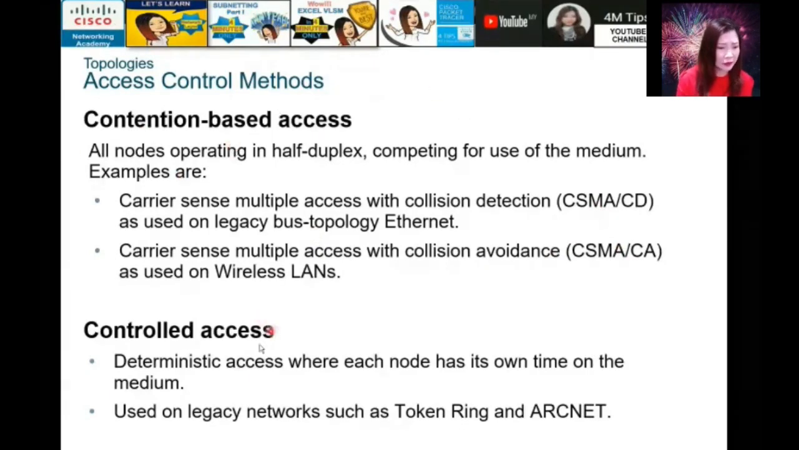And the second method is controlled access. Controlled access is normally used with networks such as Token Ring and ARCNET. Now, what do we mean by legacy? Legacy is something like history, a very, very old history already. So Token Ring and ARCNET are under the category of controlled access. It will determine who will send the data, from where to where, and when you are qualified to send. All this is done by controlled access.